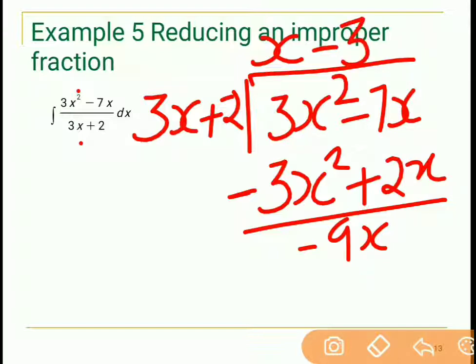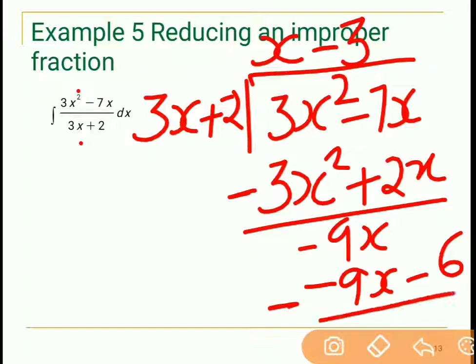So if we multiply minus 3 with 3x plus 2, you will get 3x into minus 3 is minus 9x and 2 into minus 3 will be equal to what? Minus 6. Now we need to subtract these two equations. So minus 9x plus 9x will get cancelled. Minus into minus will be plus. So the answer will be 6. So 6 is the remainder and 3x plus 2 is the divisor.